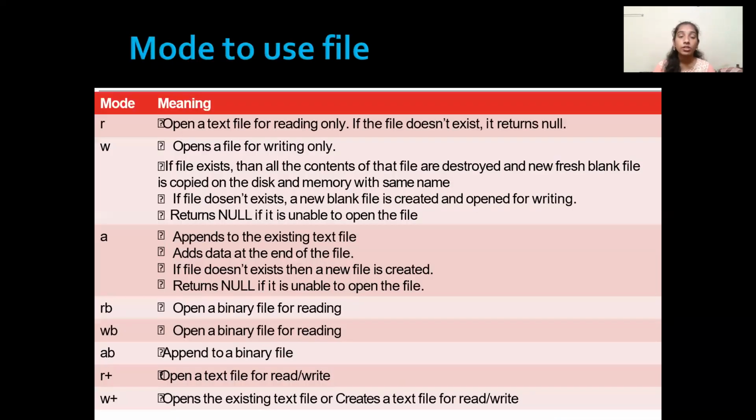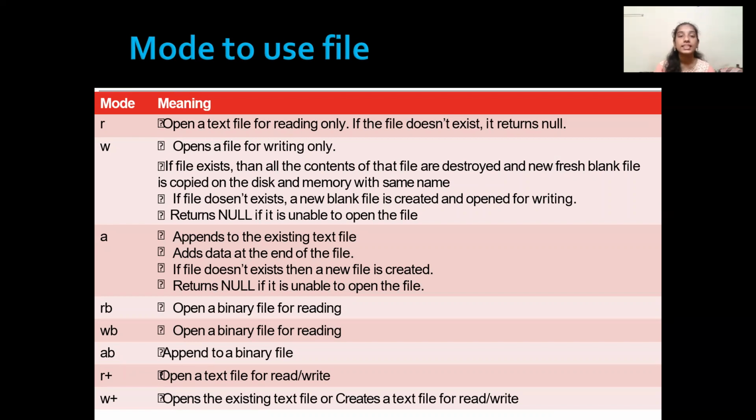Now let's see the modes we use in files. r mode means open a text file for reading only. If the file does not exist, it returns NULL. w mode opens a file for writing only. If the file exists, then all the contents of the file are destroyed and a new, fresh, blank file is created on the disk and in memory. If the file doesn't exist, a new blank file is created and opened for writing. It returns NULL if it is unable to open the file.